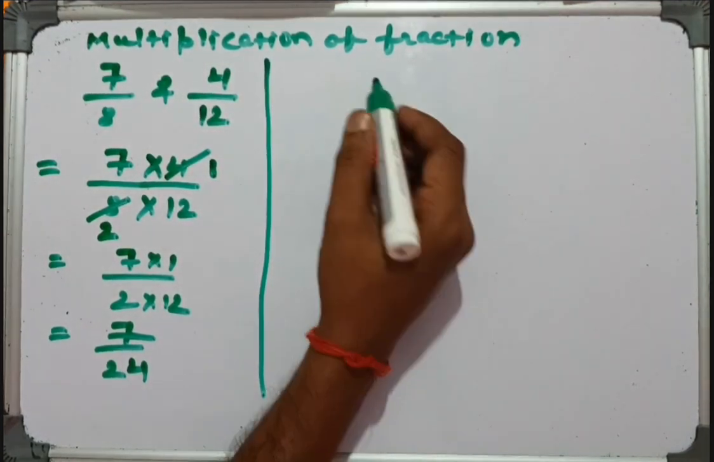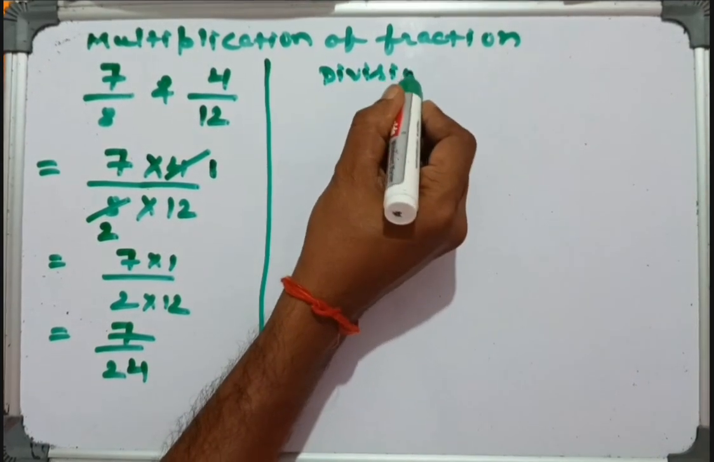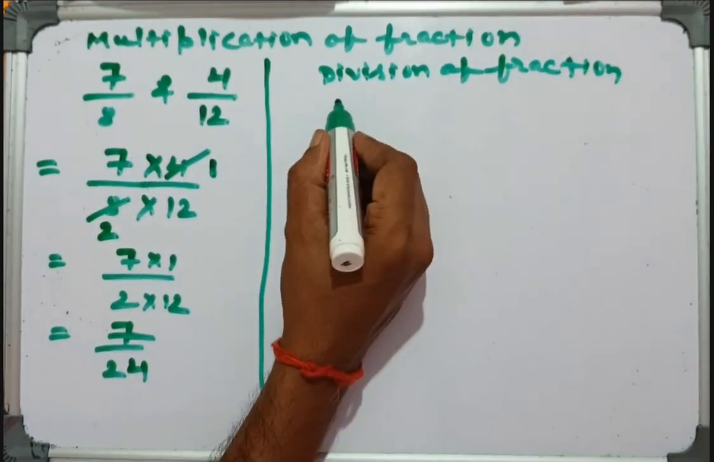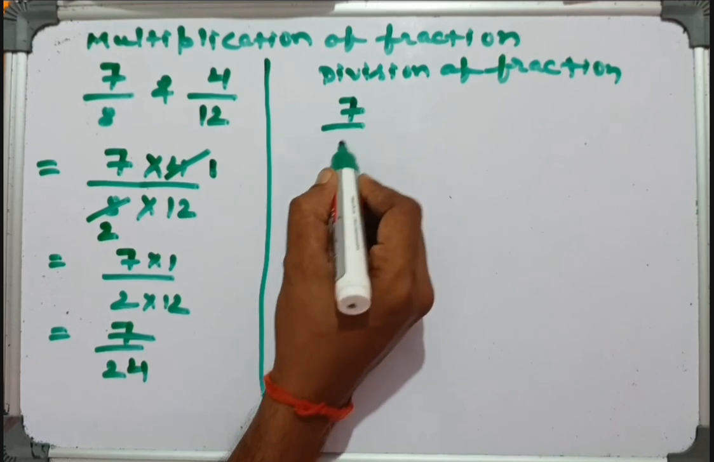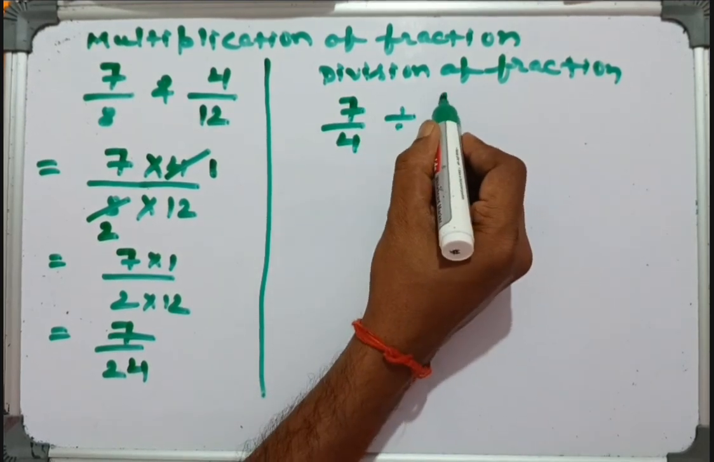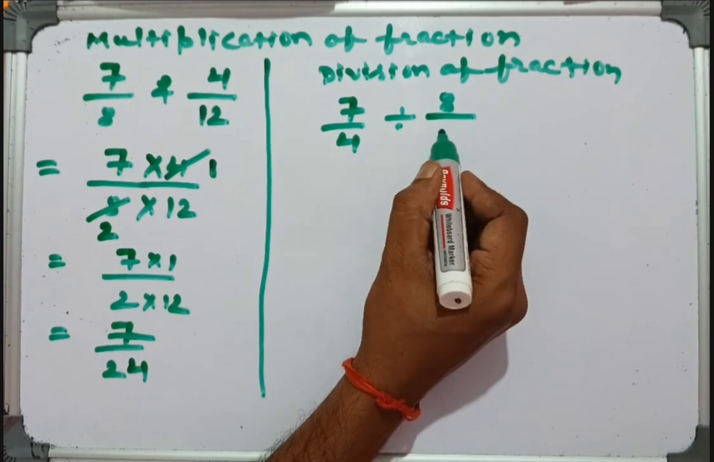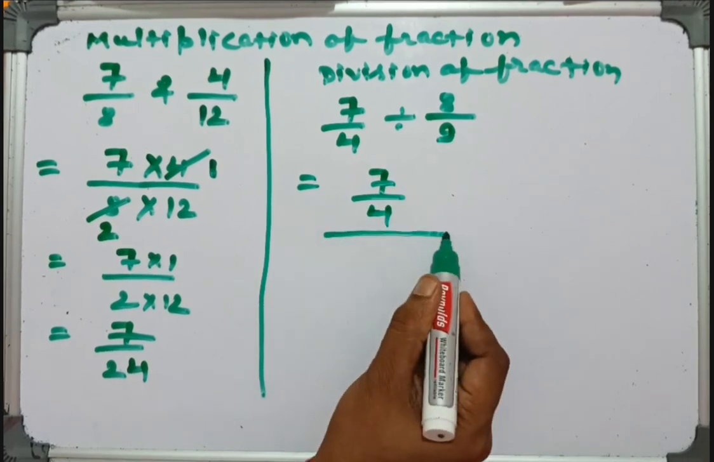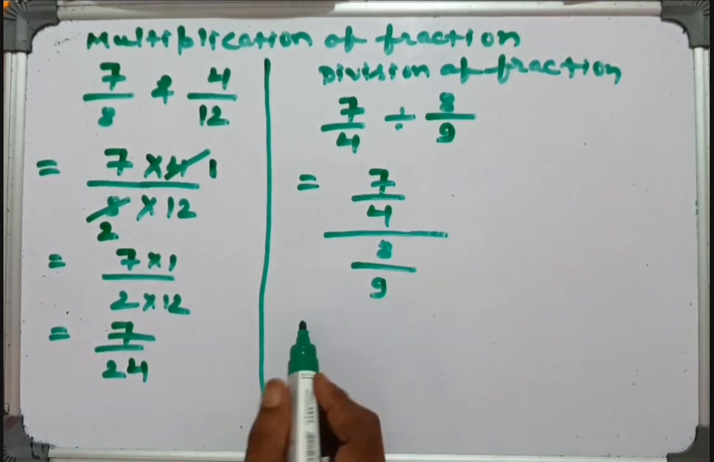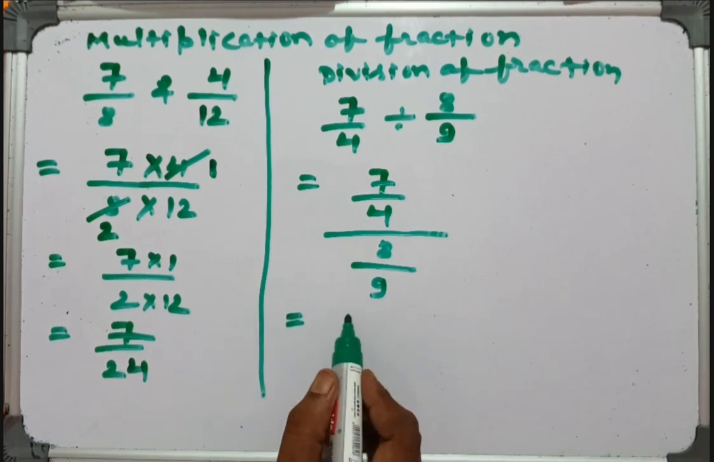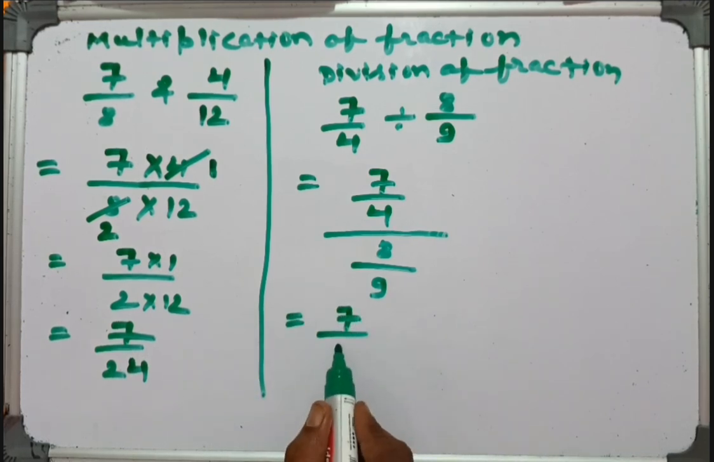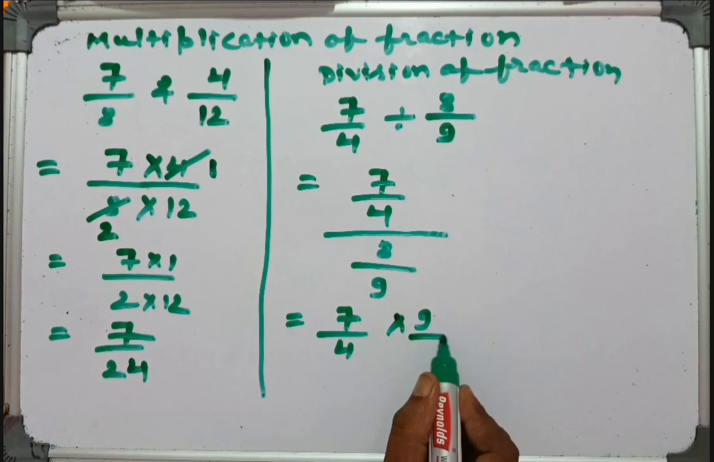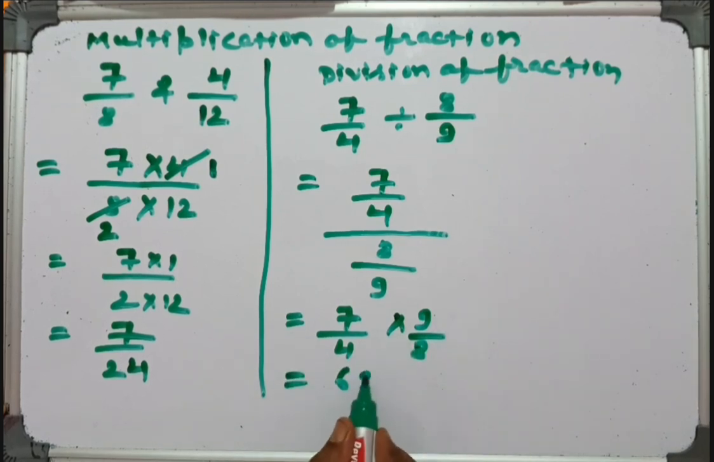Now next, see, division of fractions. Suppose you have to divide 7 by 4 divided by 8 by 9. So how could you write it here? Just write 7 by 4, then put 8 by 9. In the division rule, what happens? This is 7 by 4, then 8 by 9 is converted into 9 by 8. So the final answer is 63 by 32.